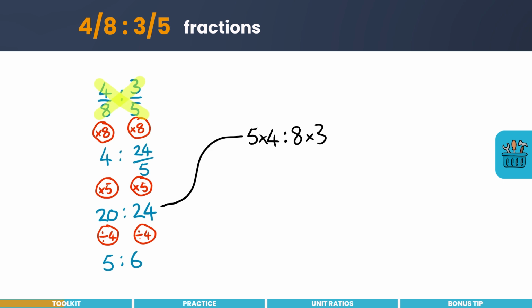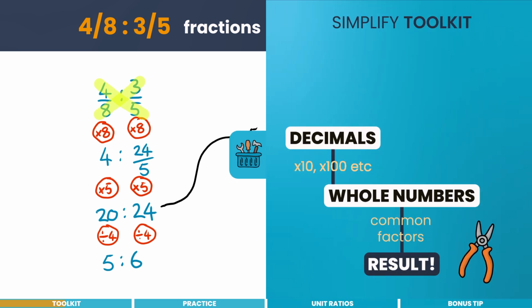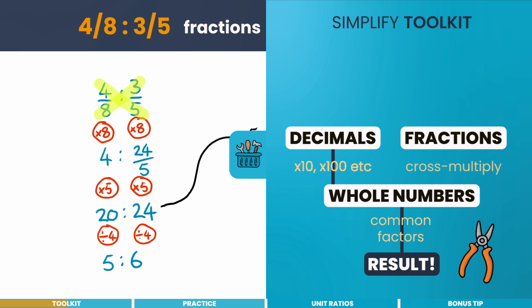Let's add this method to our toolkit. So for fractions, we need to get rid of the denominators. And if we have 2 fractions, we can be a bit speedier by cross-multiplying if we want. We'll be left with whole number format, and again, we know what to do from there.